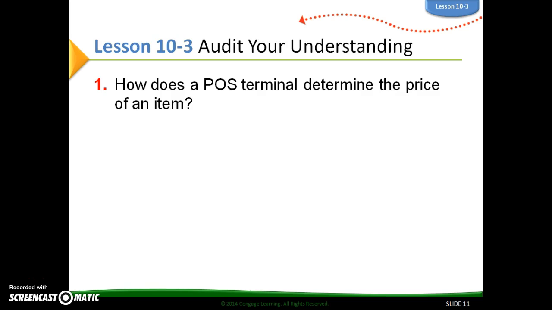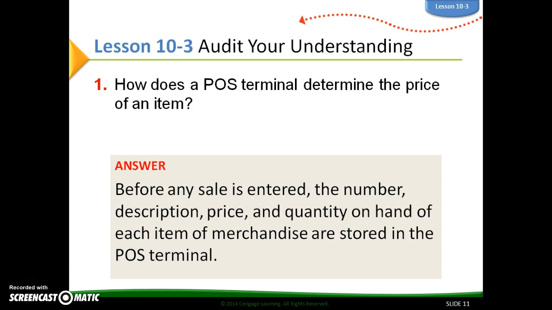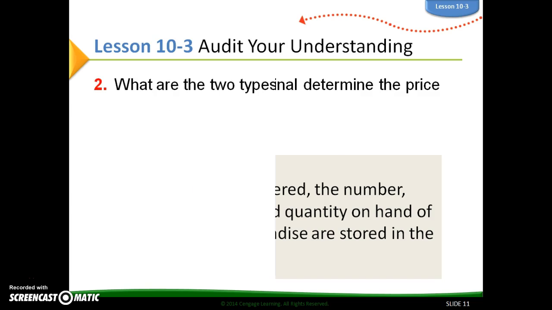All right, so using the audit your understanding questions, how does a POS, a point of sale terminal, determine the price of an item? Before any sales are entered into the system, all of the information for the merchandise has to be entered and stored into the POS system. So the number on the UPC, the number that we have on hand, the description, the price, all of that information gets entered into the terminal, and then we can start using that terminal to process transactions.